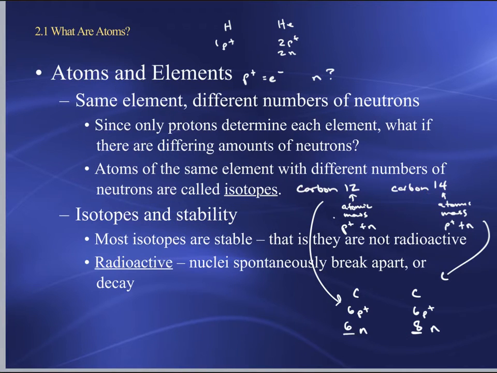It's radioactive. Okay, but these are called isotopes. These are two different isotopes of carbon. So at least the ones that are out there that we know about, most isotopes that are naturally occurring are stable. That is, they are not radioactive. Carbon-12 is very stable. Carbon-14 is mostly stable, but it is radioactive. It's very slowly radioactive. If something is radioactive, that means the nuclei spontaneously break apart or decay.